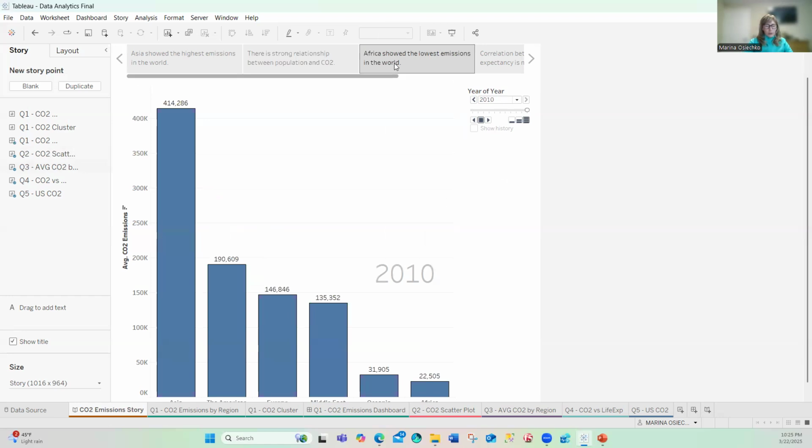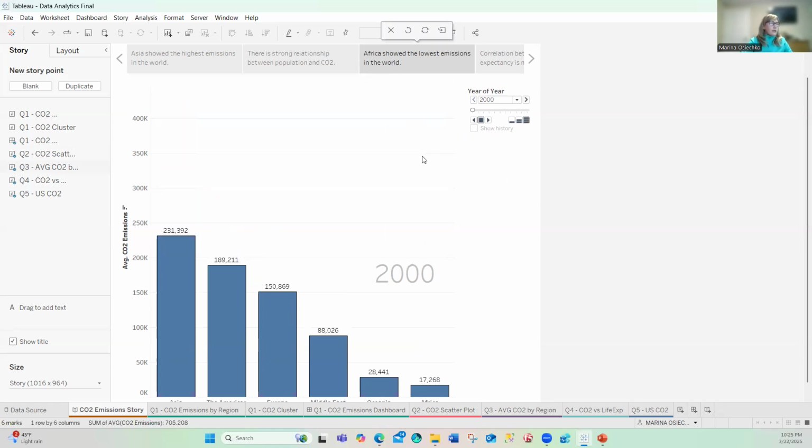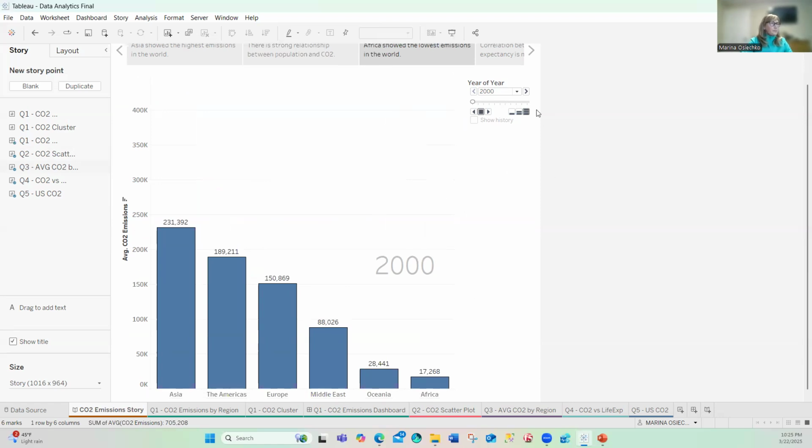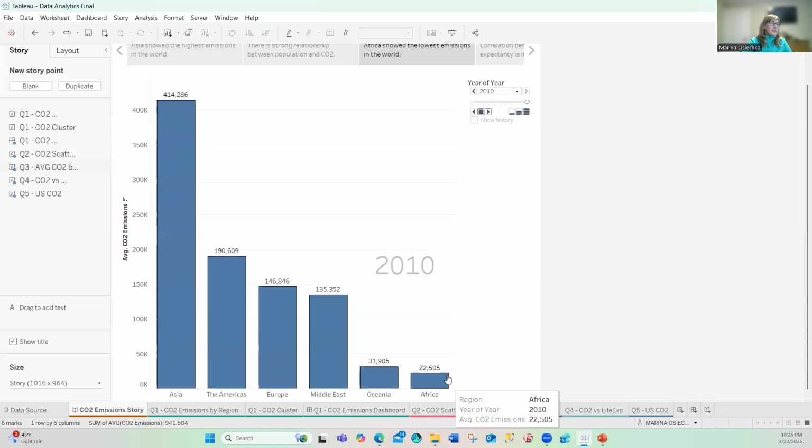For question number three, we chose to answer which region had the lowest average CO2 emissions during the years 2000 to 2010. And here you see a bar chart that shows average CO2 emissions by region. And let me play that for you. And you will see that the region that has the lowest CO2 emissions is Africa.